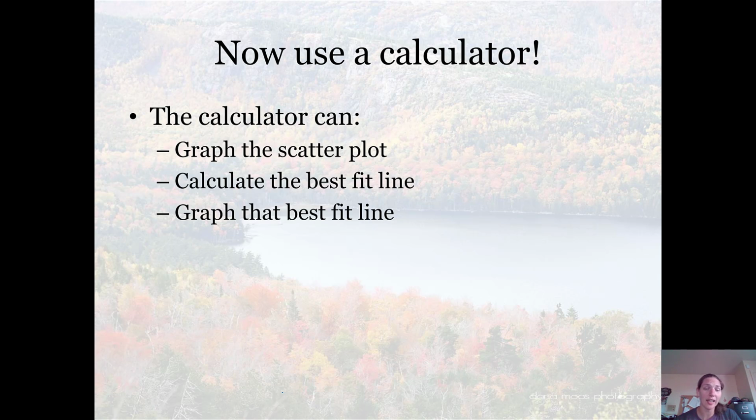Using a calculator, though, we can get the perfect best fit line, the one that fits all the points as close as it possibly can. The calculator, you're going to graph the scatter plot, get the best fit line, and graph that best fit line. The directions and pictures we're going to have here are for a TI-84, so skip ahead if you have something else and find a tutorial on Google, or ask me and I will find you one that teaches you how to do that with the calculator you have.